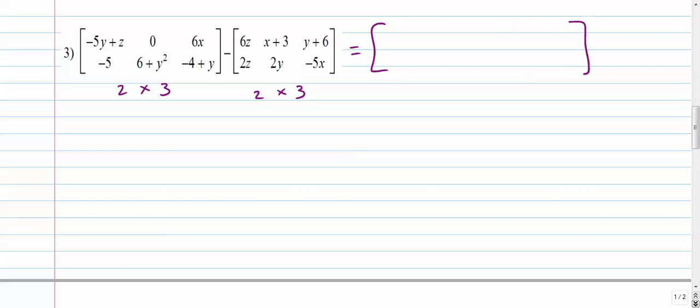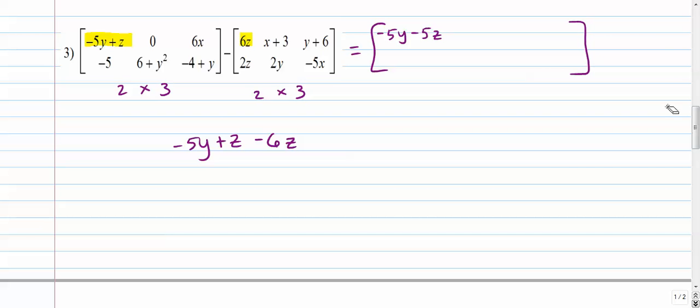So all we do here, this involves a little bit of algebra, which is slightly more complicated, but not too bad. We're going to take the first entry, which is -5y plus z minus 6z. We can't really combine the y and the z, so we're just going to keep that there: -5y minus 5z.